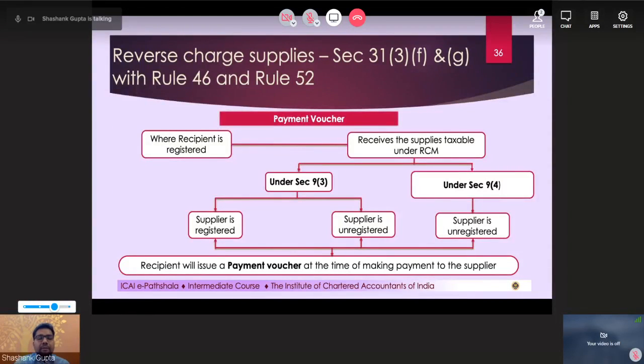Now payment voucher. So we have discussed receipt voucher when you receive any advance, refund voucher when you refund the advance. Now payment voucher is required to be issued when any payment is being made to any supplier against supplies which are covered under reverse charge. So for any supplies which are covered under reverse charge, the recipient is required to issue a payment voucher.